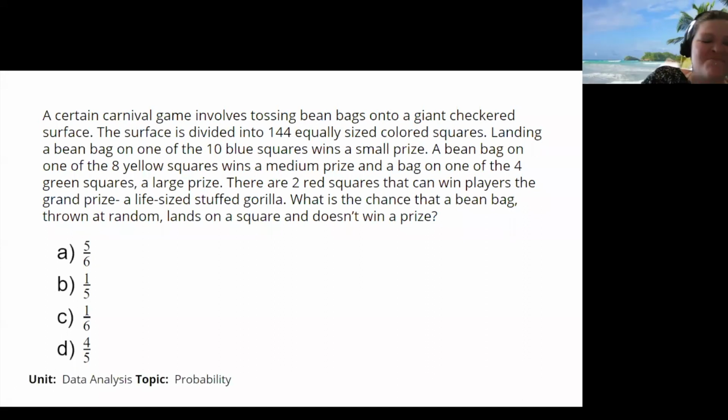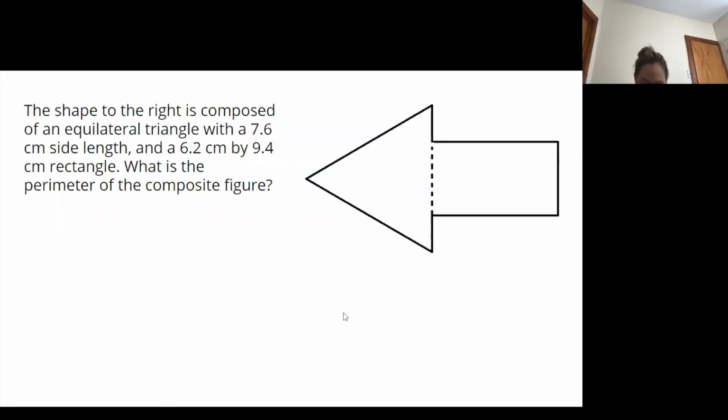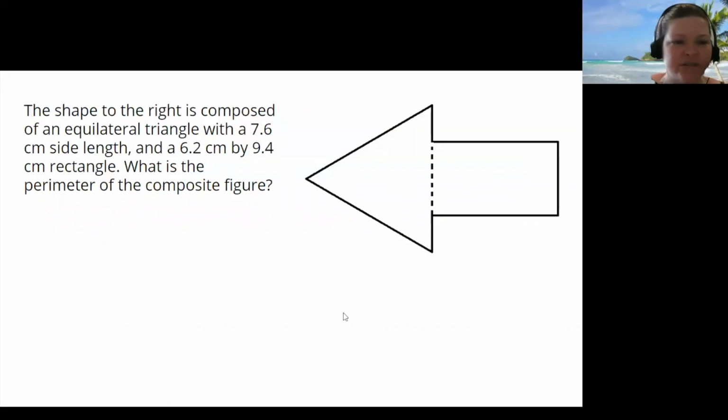Okay, this is from the data analysis unit. This is a probability problem, but it's pretty complex. We saw a lot of interpreting word problem skills in there. Okay, the shape to the right is composed of an equilateral triangle with a 7.6 centimeter side length and a 6.2 centimeter by 9.4 centimeter rectangle. What is the perimeter of the composite figure?